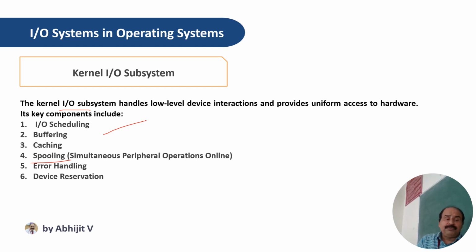The next one is error handling and device reservation. Error handling means that if some problems or errors have occurred within the output system, they have to be handled. Device reservation: there should be priorities. Something that is first should be done first, and something that requires to be done last has to be done last. So these are the important functions of the operating system's IO subsystem. Is that clear? All of you understood?